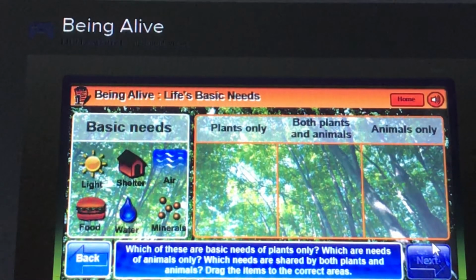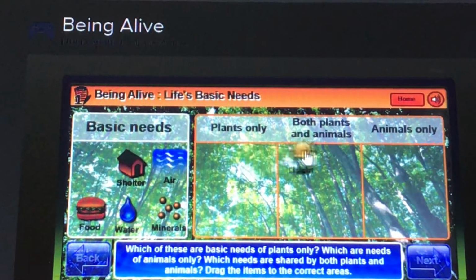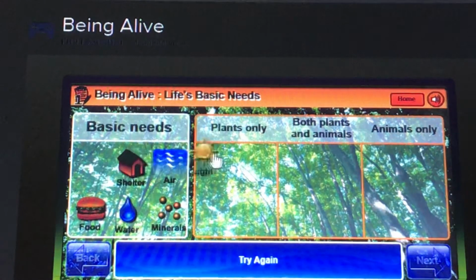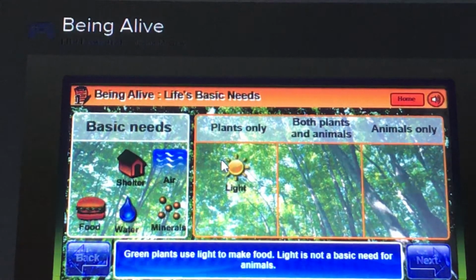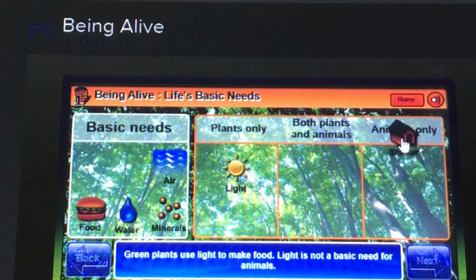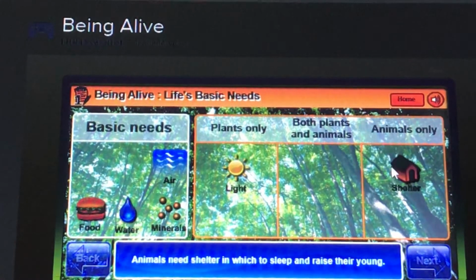Alright, so what we have here is plants only, both plants and animals, or animals only. So we have light. Which one do you think needs light? Is it both of them, or just plants, or just animals? Let's try both. Oh, it's not both because it won't let us. So let's try plants only. All right, good. How about shelter? Shelter is animals only.